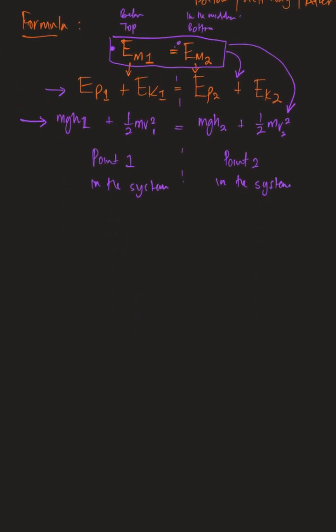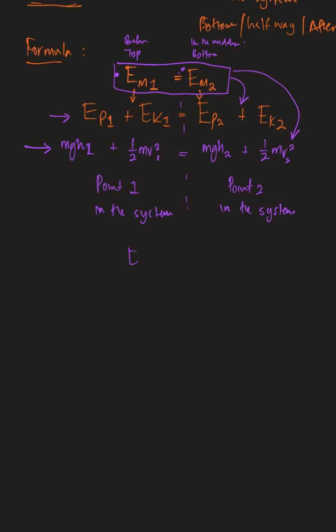I want you to also realize that I could have it as EM before is equal to EM after. Does it make sense? So then it will read EP before plus EK before is equal to EP after plus EK after. Does that make sense? Right, so these little subscripts that we're seeing here, they'll change, obviously, depending on what you're actually looking for.